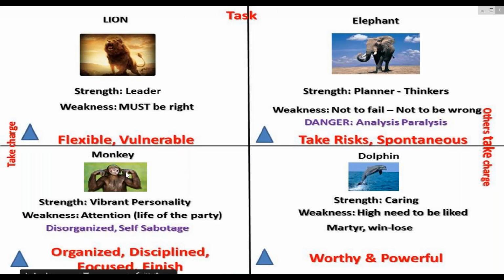If you're a monkey personality or the promoter personality, you're great with people, you're the life of the party, you always want to be the center of attention. But what's your problem? You're disorganized, you self-sabotage, you don't follow through, you're not disciplined, you're not organized, you're not scheduled, you're not punctual, you're not single-minded. Sound familiar? It's in my statement because of my monkey personality.